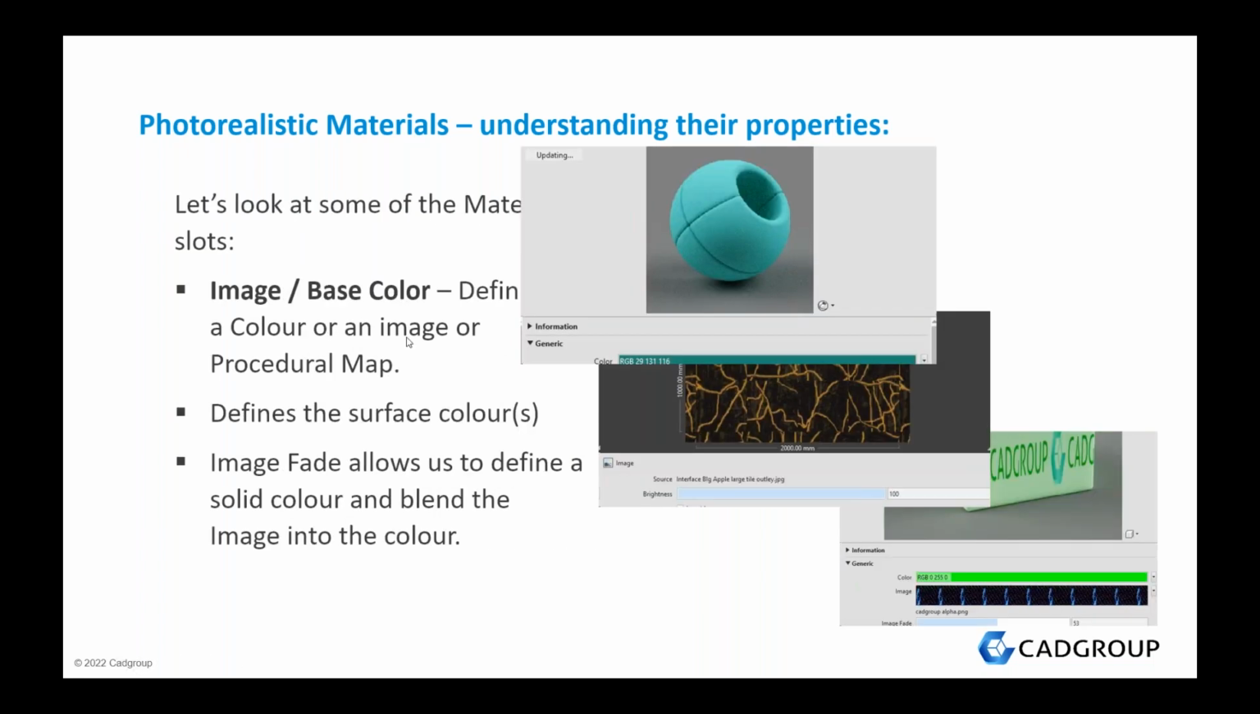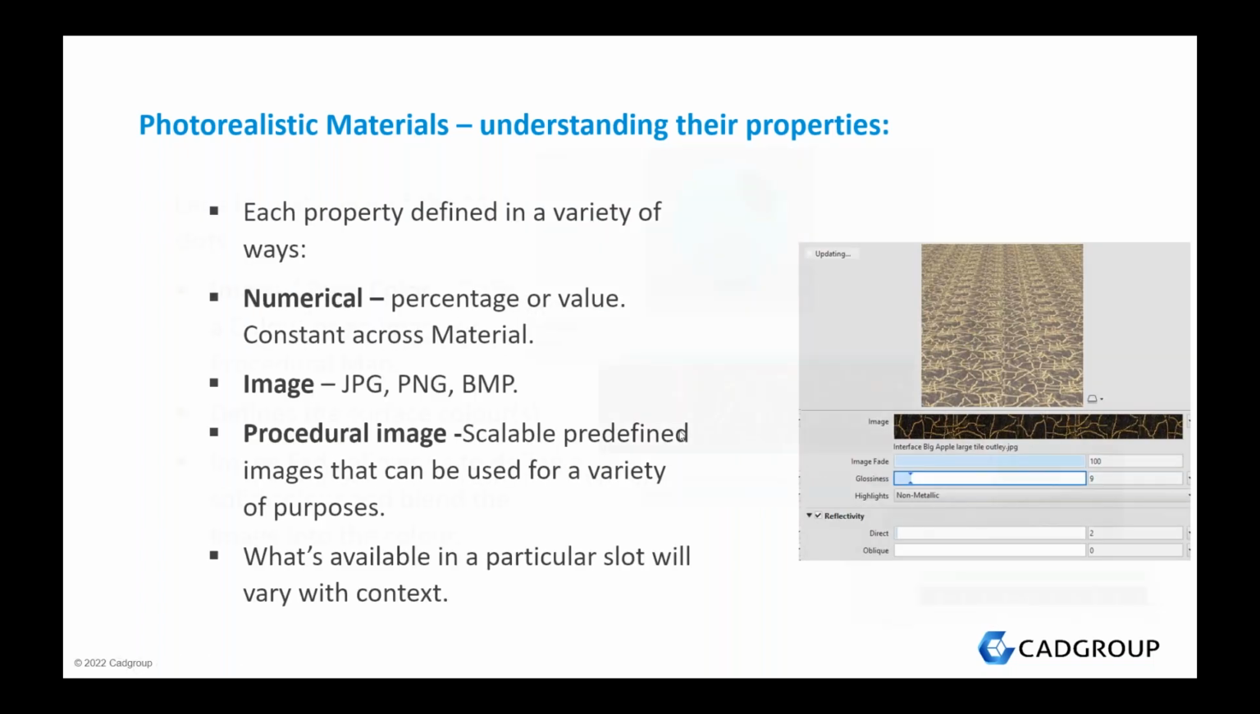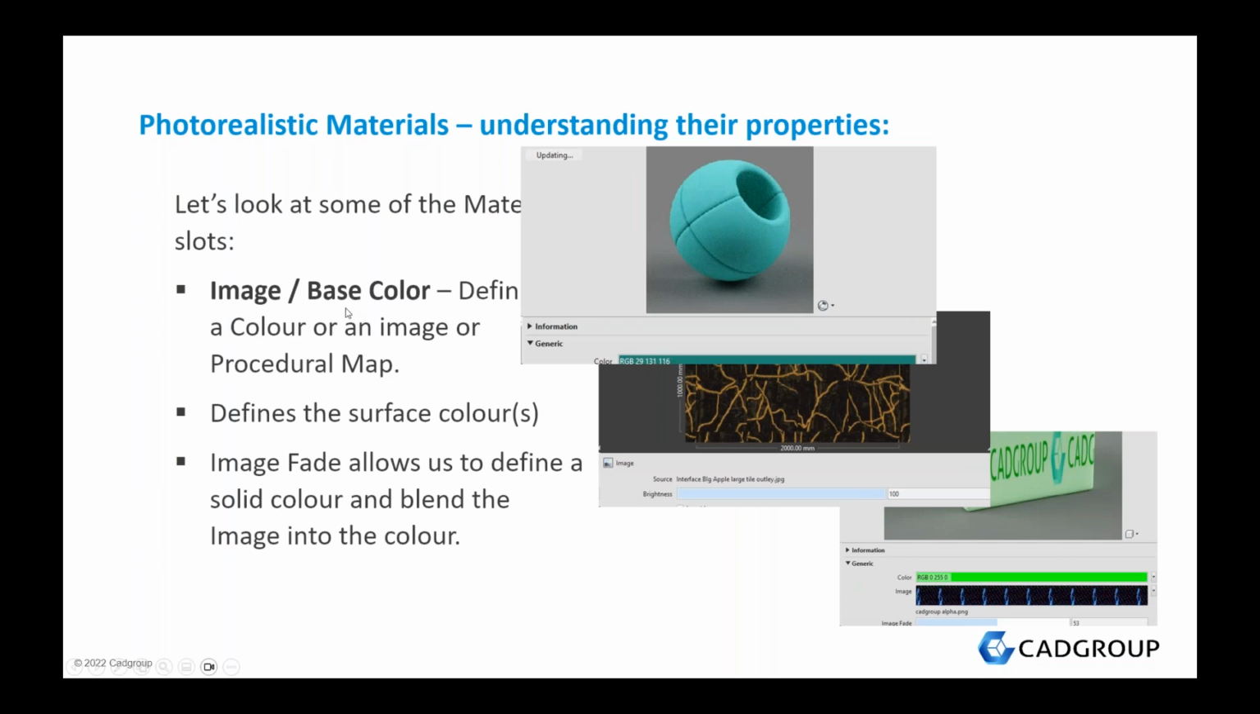Okay, so the very first cab off the rank when we look at these material properties is what's called the image or the base color. Again, that's depending on the context of the material we're looking at. That will be defined by a color, an image, or a procedural map. Now, again, if we use a numerical value, like here we've got an RGB value, then that means that that's consistent across the entire face of the material. And then we've got, in this case, a JPEG image that's, again, that same example of looking like tiles.